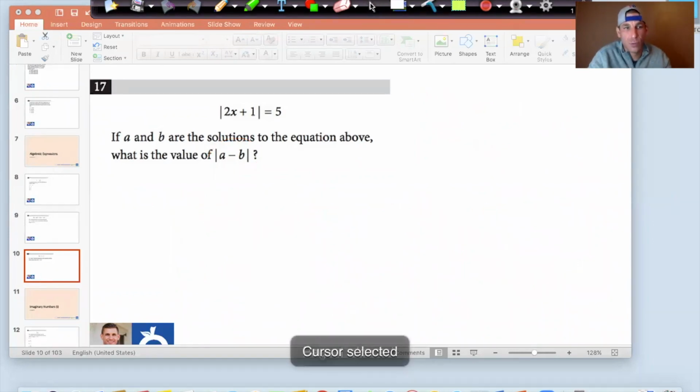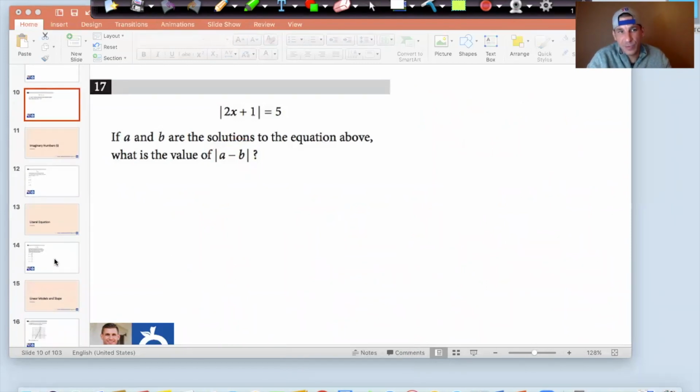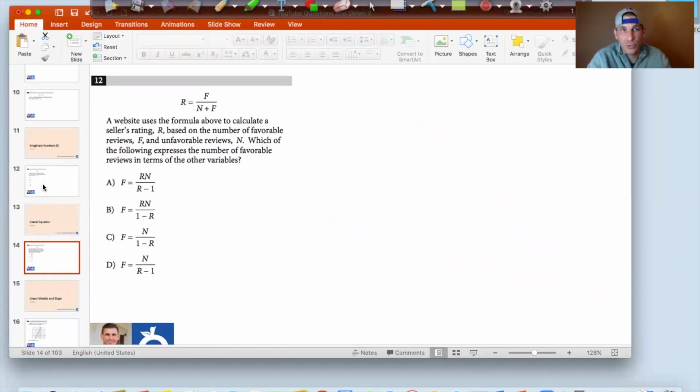All right, let's go to some literal equation problems, because I'm going to show you a quick tip of what to anticipate as you're doing a literal equation problem. And your quick tip is this.